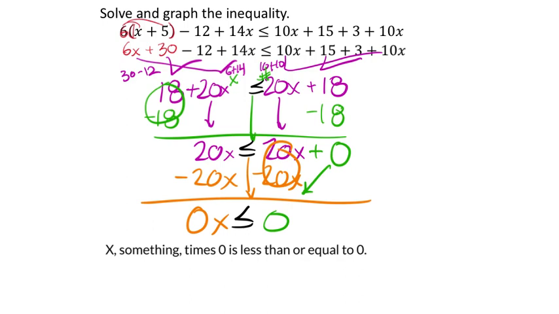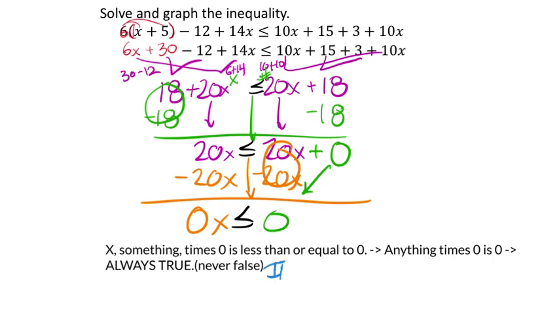Now, the less than part isn't really important here, but what we see is that the equal part is true. In fact, it's always true. Anything times 0 is 0. So this one is always true. Okay, or you could say never false if you like. But either way, what this is telling us is that the solution here, we're going to say it has infinite solutions.